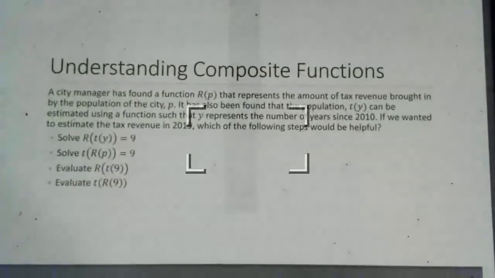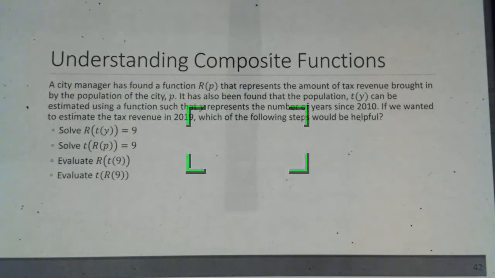The last thing we're going to look at is understanding these composite functions. It says a city manager has found a function r of p that represents the amount of tax revenue brought in by the population of a city p. It also has found that the population t of y can be estimated using a function such that y represents the number of years since 2010. If we wanted to estimate the tax revenue in 2019, which of the following steps would be helpful? Are we going to solve r of t of y equals 9, solve t of r of p equals 9, evaluate r of t of 9, or evaluate t of r of 9?